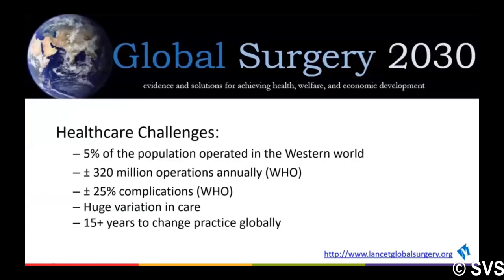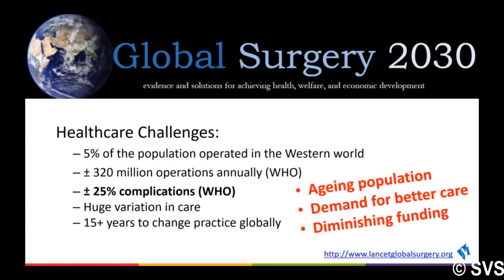This landmark paper from The Lancet about global surgery in 2030 reports on the healthcare challenges we have. About 5% of the population is operated on in the Western world, which means almost 320 million operations annually, of which 25% will have complications after surgery. And we have to realize there is a huge variation in care, and it takes more than 15 years to change practice globally. We also have an aging population, demand for better care, and diminishing funding. So we will concentrate on complications.